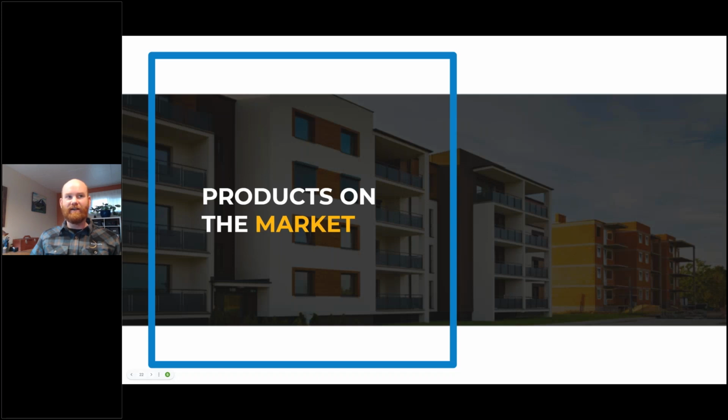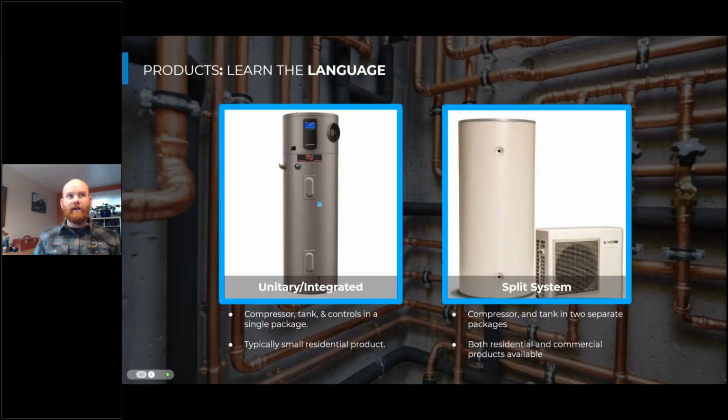We'll keep pushing on. The next thing we're going to talk about is products on the market and what's available today and how it's delivered to the market. So we're going to first discuss a little bit of heat pump water heater language. And so we have 2 primary types of heat pump water heaters. We have the unitary or integrated heat pump water heaters, and these are typically residential products, but A.O. Smith does make a commercially sized integrated or unitary heat pump water heater.